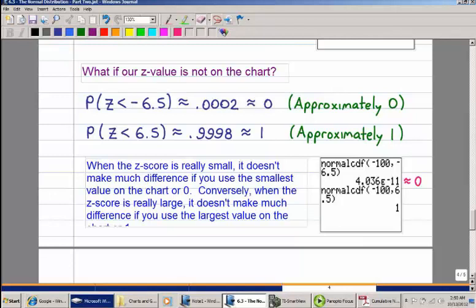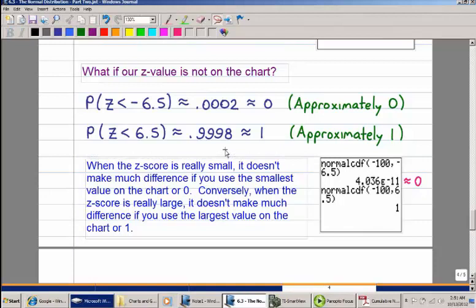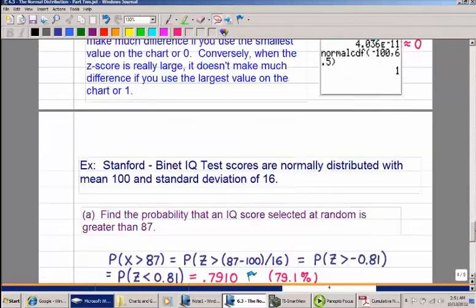So don't let that cause you too much stress. If your z-value is not on the chart, it's okay. If it's the low end of the chart, just use 0. High end of the chart, use 1. I have that explained right down here in words. And I just did a couple of calculations. For the first one, negative 6.5, you get 4.036 times 10 to the negative 11, which means you would have a decimal with 10 zeros in front of it. So I think you can say close enough to 0. That'll work. It's not exactly 0. This other one's really not exactly 1 either, but it must be so close to 1 that it won't display it in scientific notation. So it's mathematically not exactly 1, but it's very, very close.